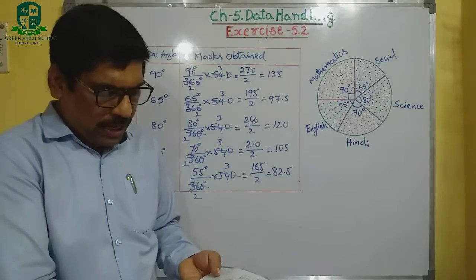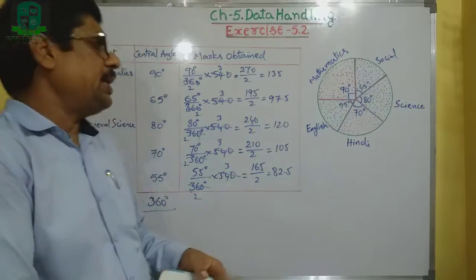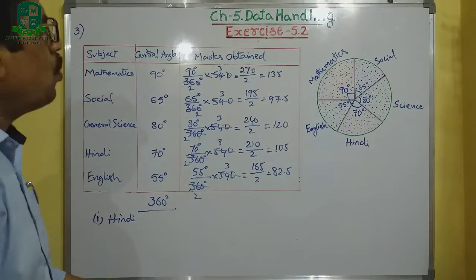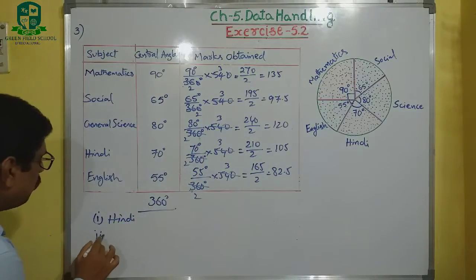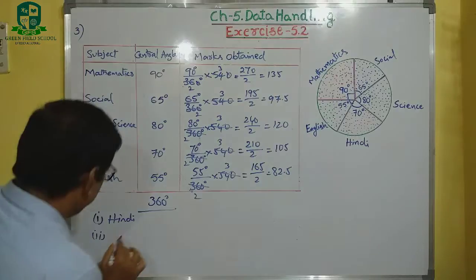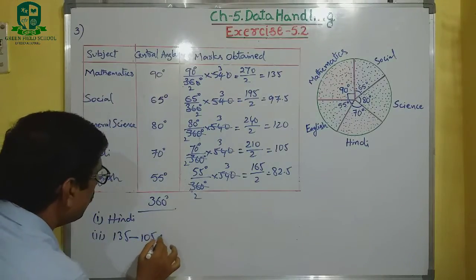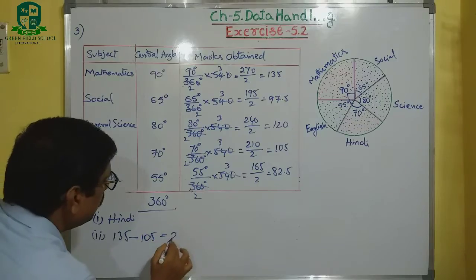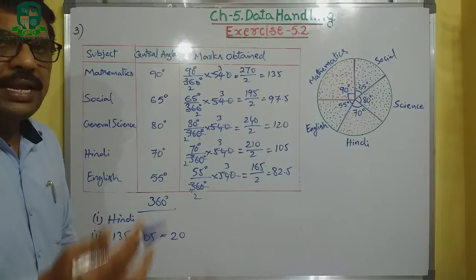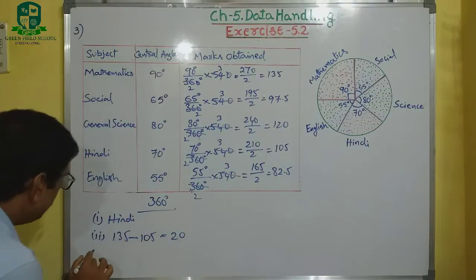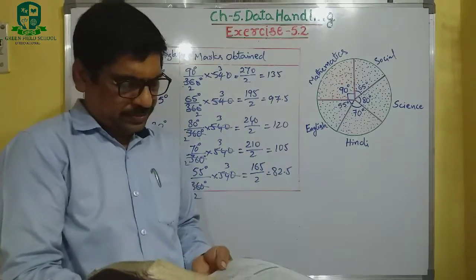Now the second one: how many more marks were obtained by the student in mathematics than in Hindi? Means we need to subtract those two marks, mathematics marks 135 minus Hindi marks 105. So the difference is 20. So he got 20 marks more than Hindi marks. Answer is 20. Now let us answer the third question.